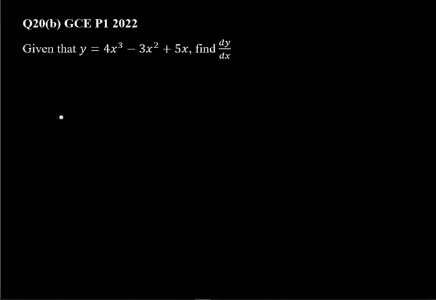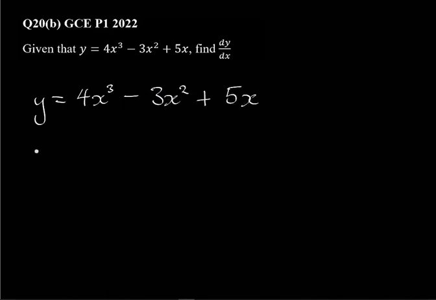Another question here. We have y is equal to 4x to the 3 minus 3x squared plus 5x. To find dy dx, we're just going to differentiate each of these algebraic terms separately. So let's differentiate 4x to the power 3. The 4 multiplied by the 3 gives us 12. The power minus 1 gives us 2. Notice we have a negative.